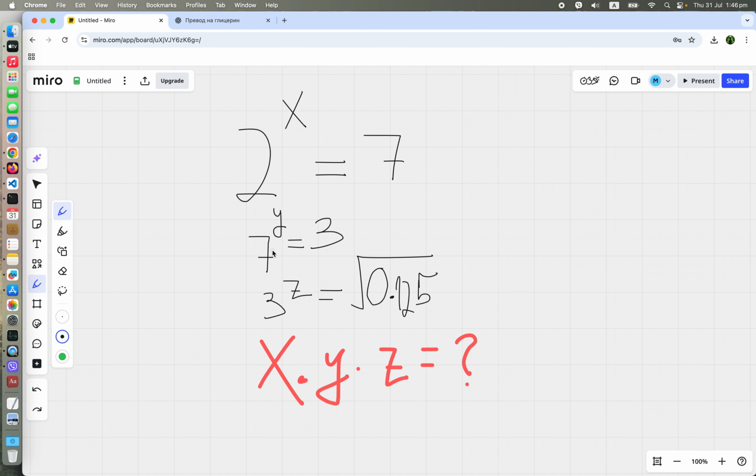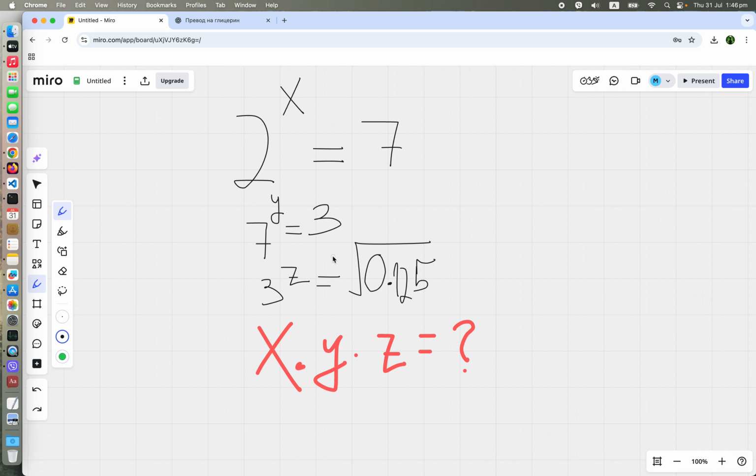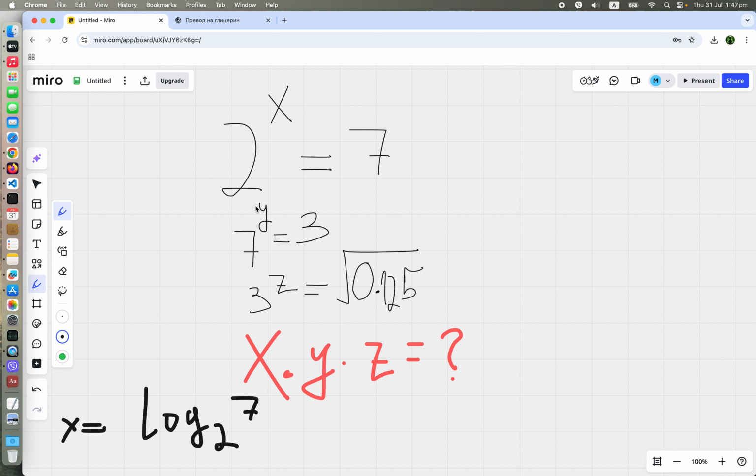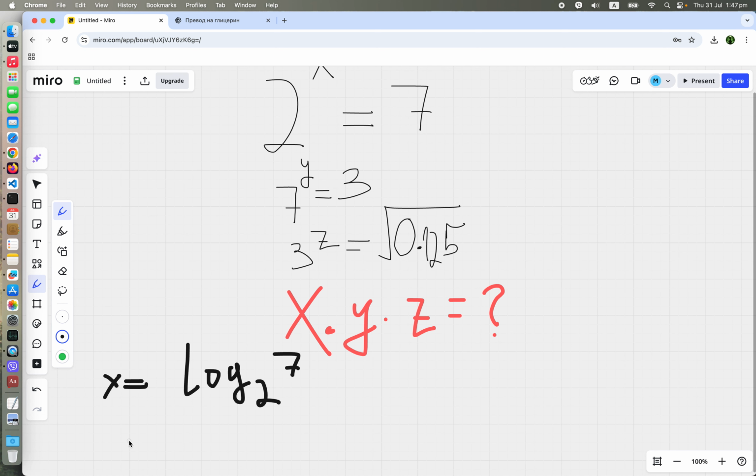And the same with y, we can see that there is no integer which is true for 7 to the power of y, which is 3. So there is something called logarithms, which I'm gonna show you how they work. First, we know that x is equal to logarithm base 2 of 7. What does this mean? When we have that 2 to the power of x is equal to 7, x is the same as logarithm base 2 of 7. That's how it works. Okay, I'm gonna show you with the others.